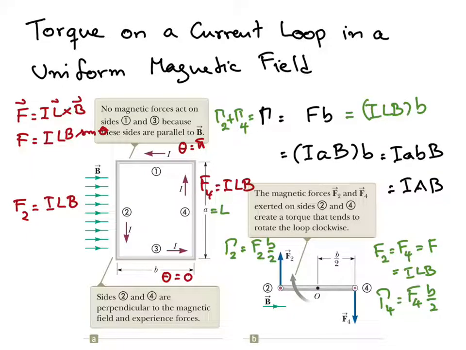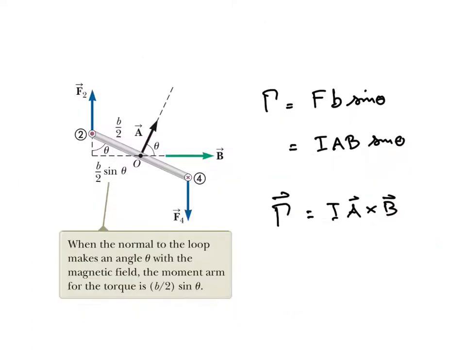So this is the value of the torque when we place the plane of the loop parallel to the magnetic field. And we can see that this is the maximum torque on the loop. Because if the plane of the loop is not parallel to the magnetic field, we will have this situation.